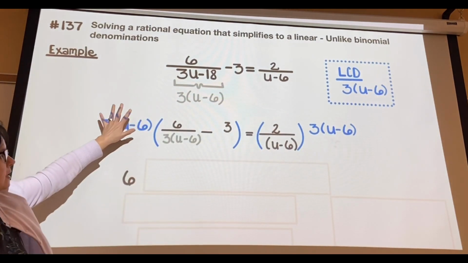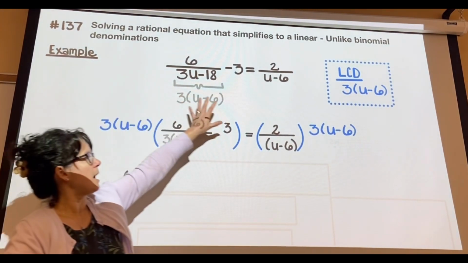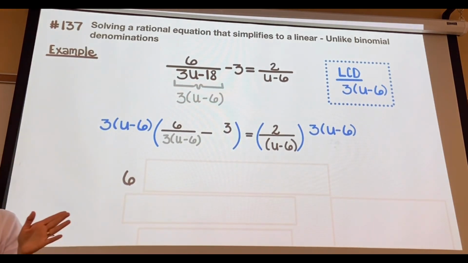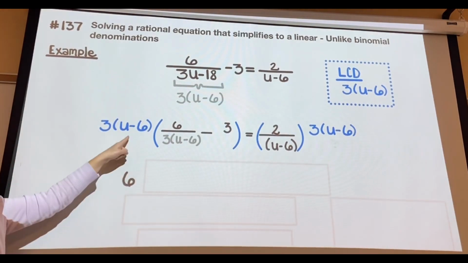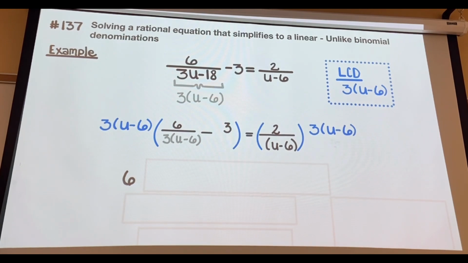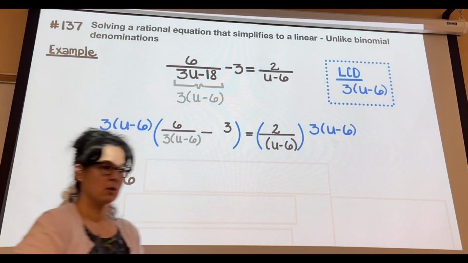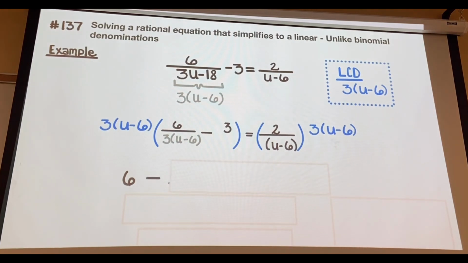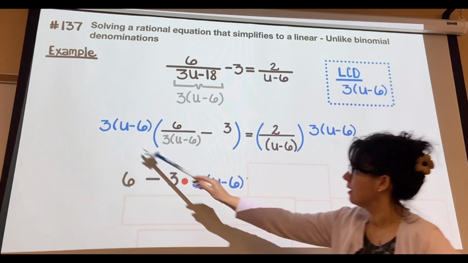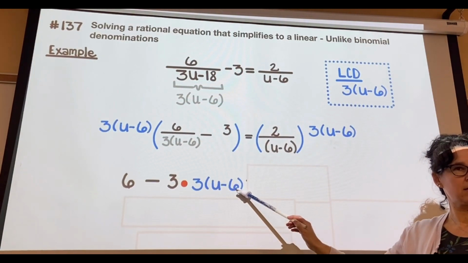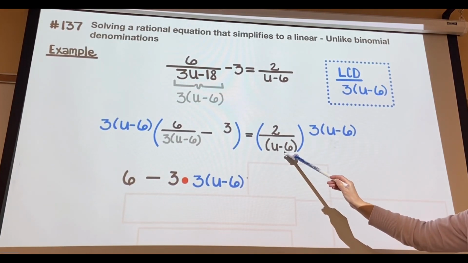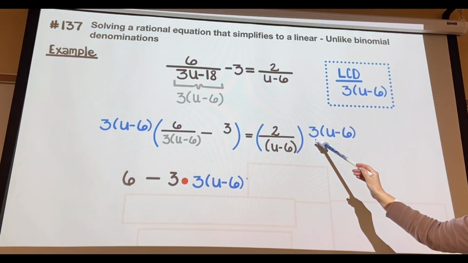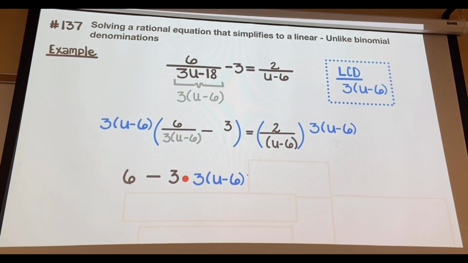We have to keep distributing, so we're going to take the blue times negative 3. Nothing cancels. So we're going to have the negative 3, the 3, and the u minus 6. And when you're distributing, you're multiplying, so these are all multiplied together. Now for this one, the u minus 6's cancel, and I still have a 2 and a 3. So over here I have a 2 and a 3.